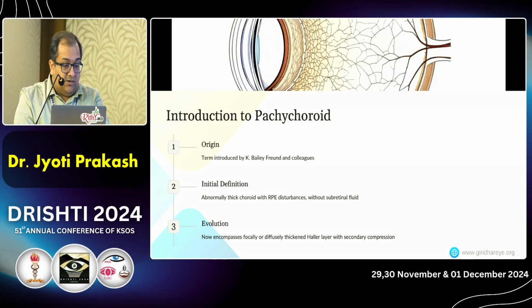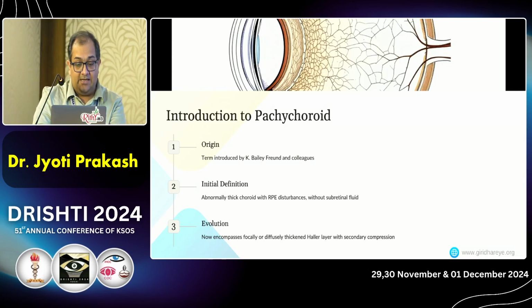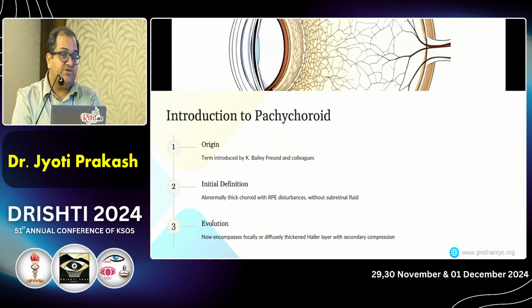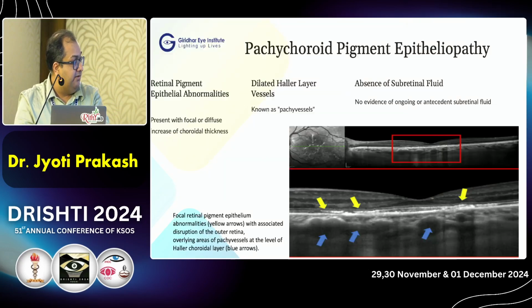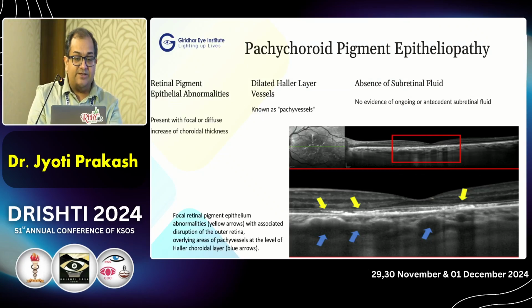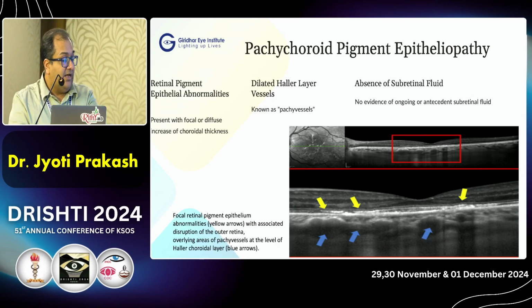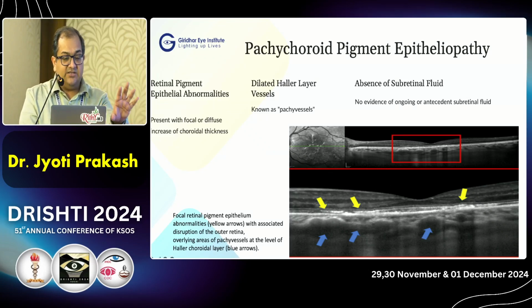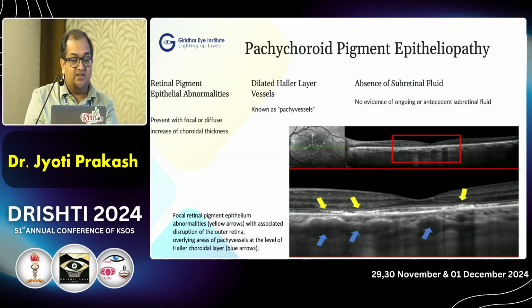The evolution now encompasses focally or diffusely thickened Haller's layer with a secondary compression of the overlying choriocapillaris. The first component of the pachychoroid spectrum includes the pachychoroid pigment epitheliopathy. Here, you can see the photograph below, and the points which I have written here are just the descriptive markers which you can see in the OCT picture. I would like everybody to focus on the OCT presentation.